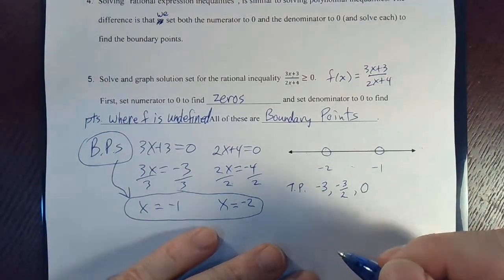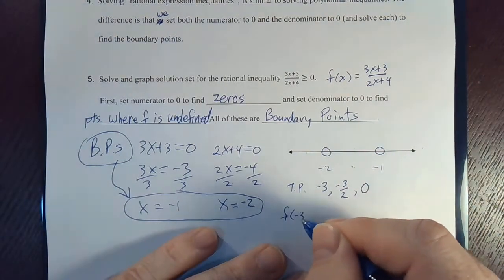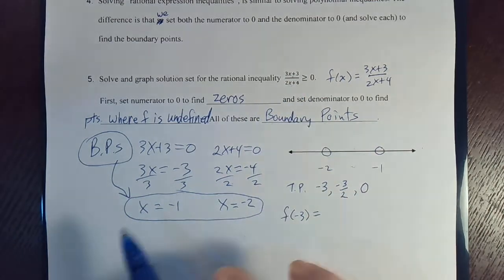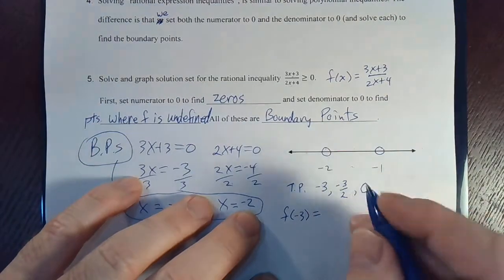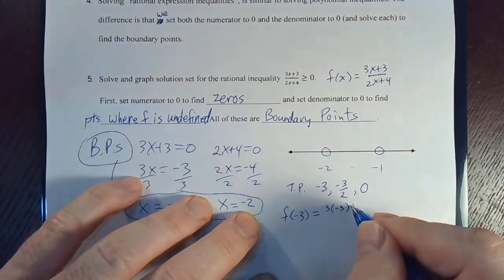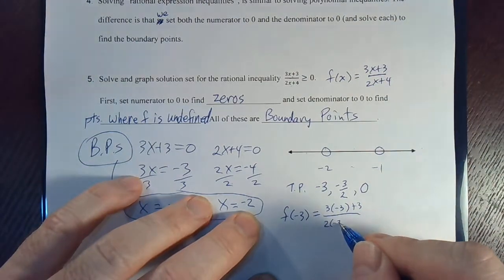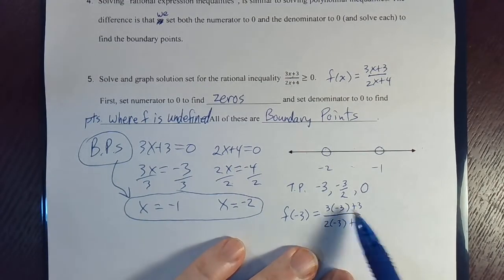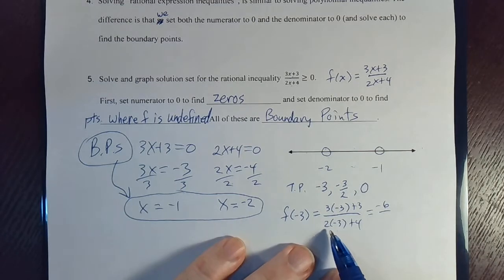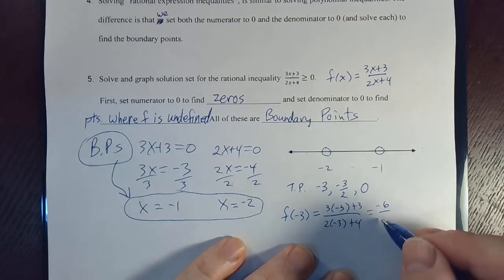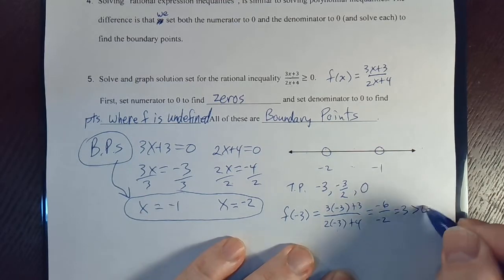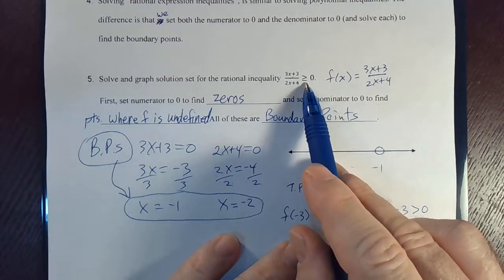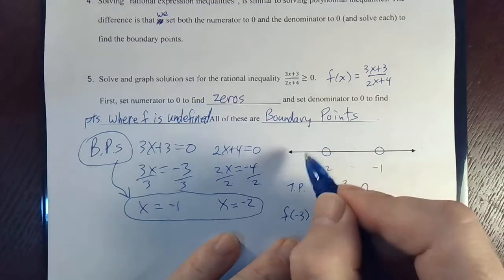So we're going to say f of negative 3. Let's figure out if it's greater than 0, we'll shade this region. If not, we will not shade it. So what are we going to get? 3 times negative 3 plus 3 all over 2 times negative 3 plus 4. Upstairs, we get negative 9 plus 3, which is negative 6. Downstairs, we get negative 6 plus 4, which is negative 2. That's equal to 3. That's bigger than 0. Is that what we're looking for? We want it to be bigger? Indeed we do. So, that's a good one. This is one we shade.